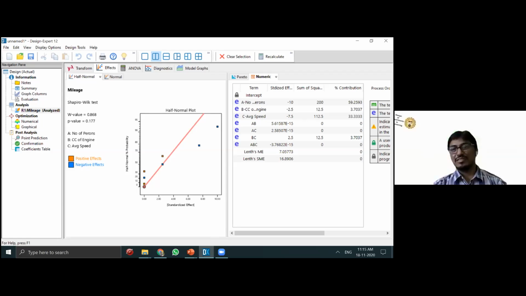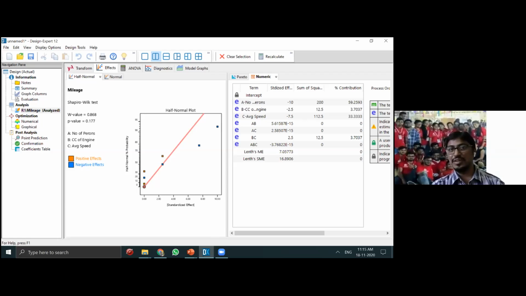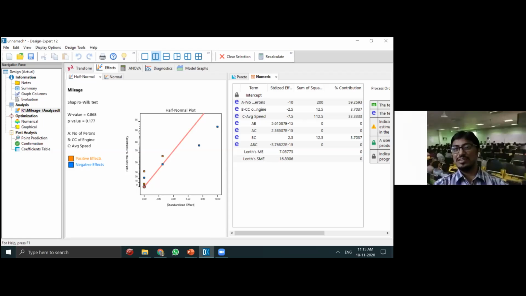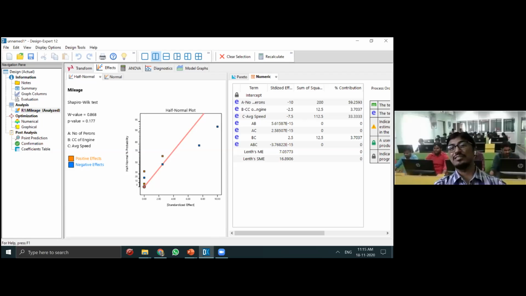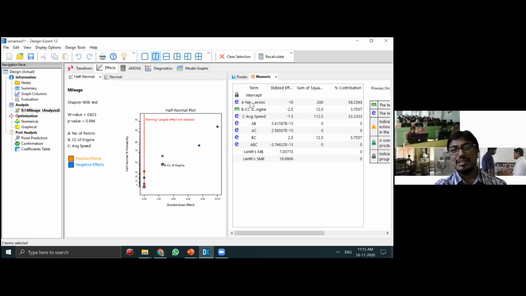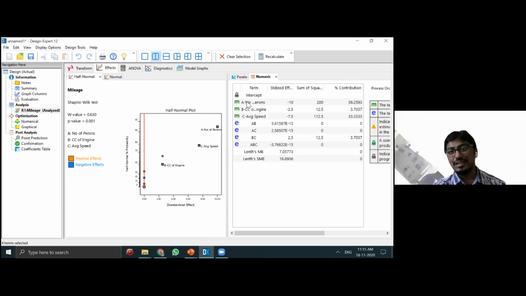Okay, so this is the screen, right? Usually when it comes to effects, you need to select the effects for which you are looking for the ANOVA and the complete analysis. For my preliminary study, I want to know which factors are affecting the response. That is what I'm looking into. So I'll be selecting only the main effects. If I double click on these, it will be represented as M. All right, so these three are the main effects for my study.